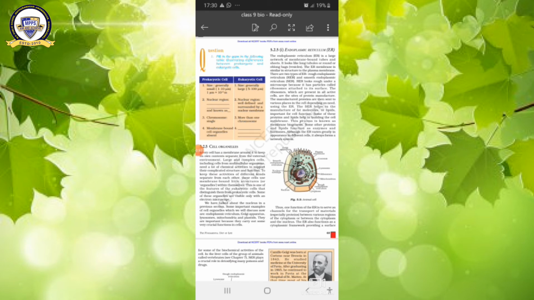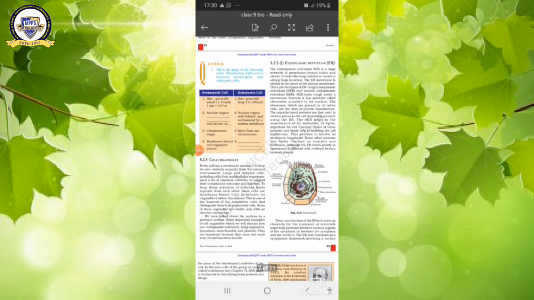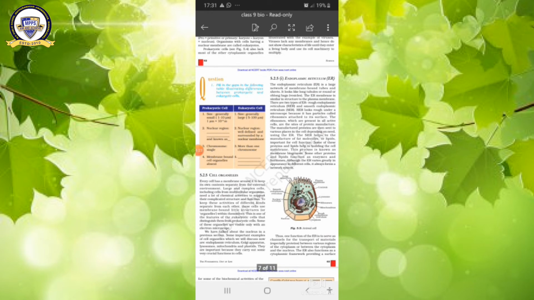Some of these organelles are visible only with an electron microscope. We have talked about the nucleus in a previous section. Some important examples of cell organelles which we will discuss now are endoplasmic reticulum, Golgi apparatus, lysosomes, mitochondria and plastids. They are important because they carry out some very crucial functions in the cell.